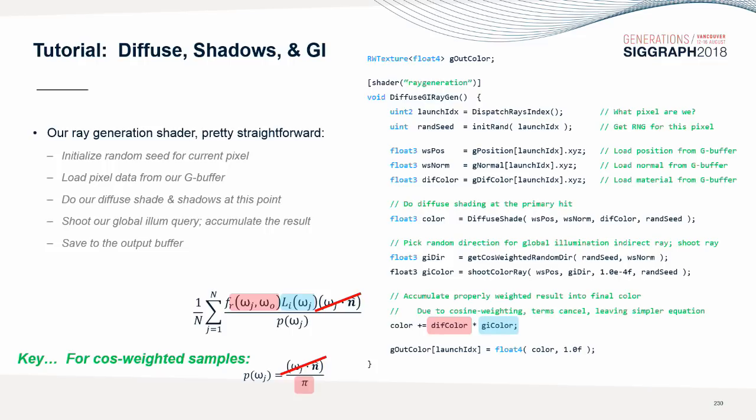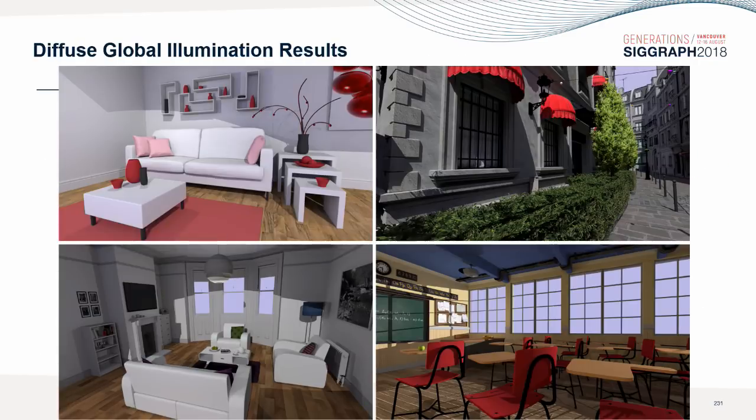So you should remember this when you're doing ray tracing and you're wondering what to do for shading: go back to the rendering equation. And so we get something that looks like this for a number of different scenes.